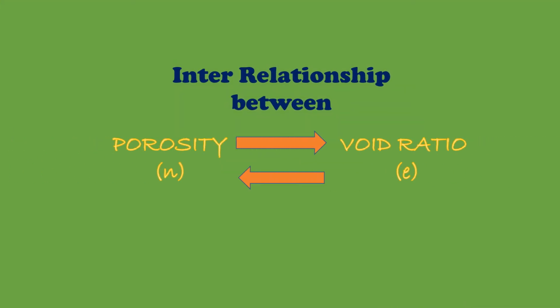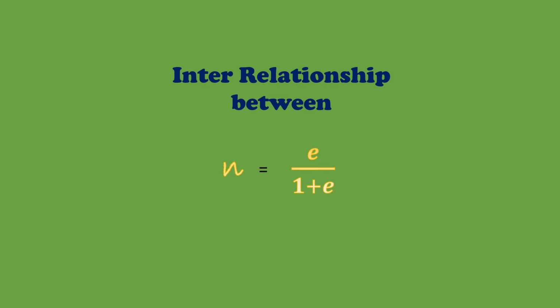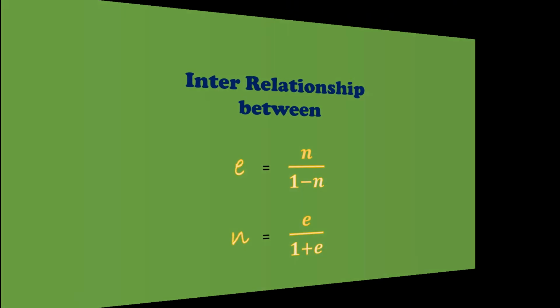There is an interrelationship between void ratio and porosity, that is, n is equal to e by 1 plus e, and e is equal to n by 1 minus n.